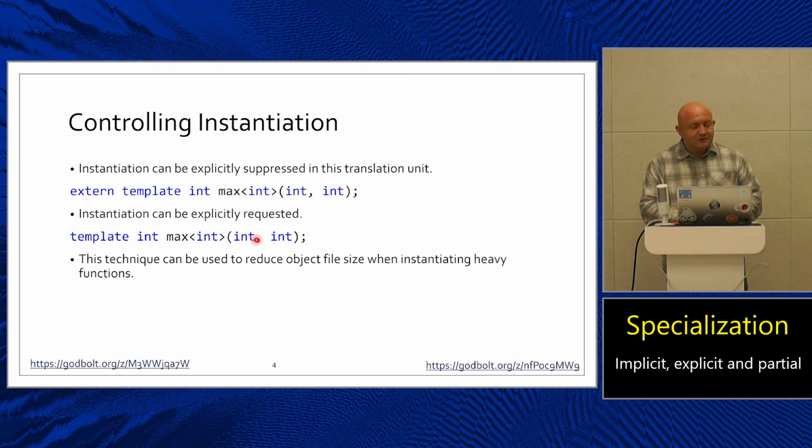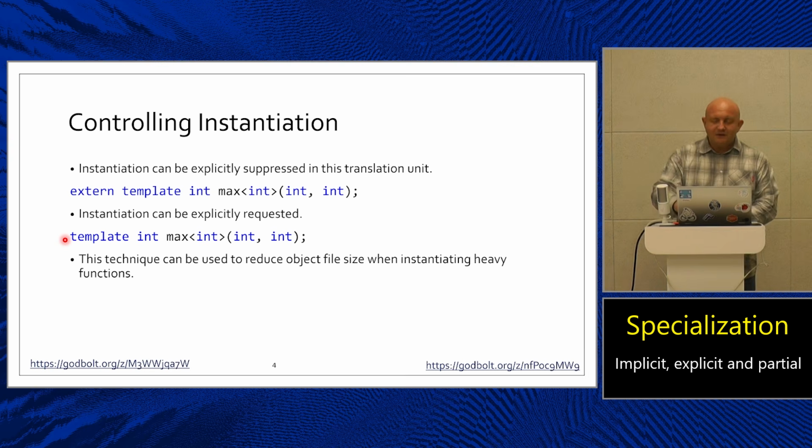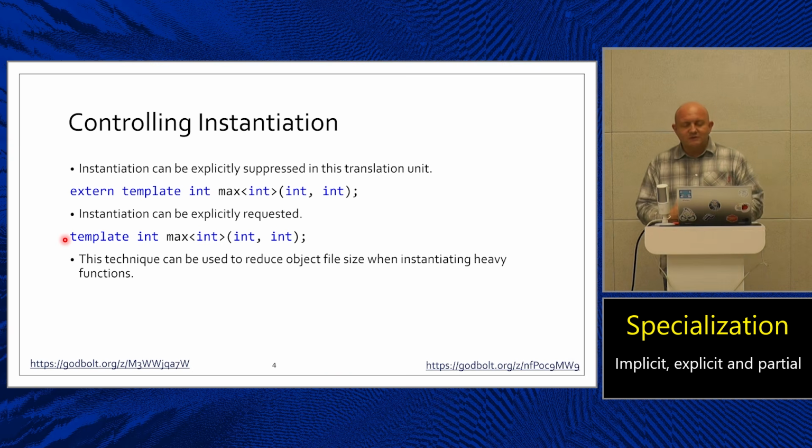And this declaration, template without extern, is a very different thing. This declaration is an explicit request to instantiate right there. And this technique is primarily used to control object file size by explicitly instantiating a heavy template in one source file and then using an extern declaration in others. You avoid the cost of instantiating it in every single translation unit. Of course, this relies on the linker.